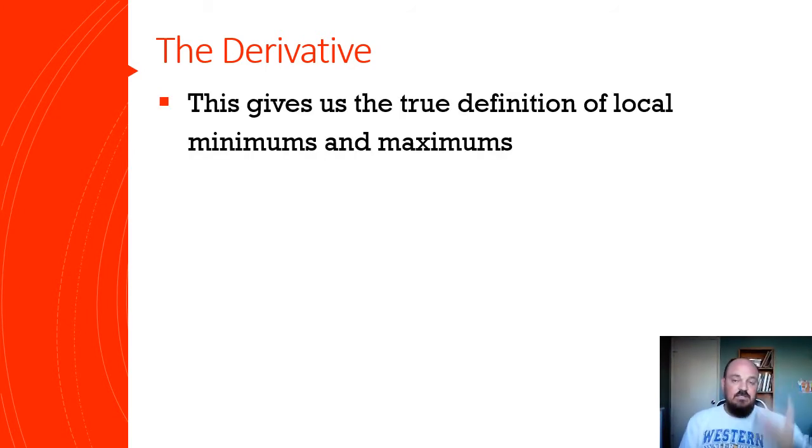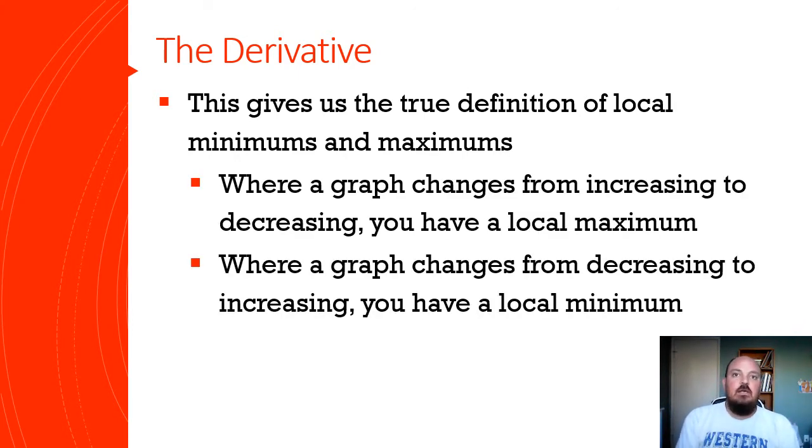Now, that's going to actually give us the true definition of local minimums and maximums. So we said in part 1, I gave you kind of the visual description of them. I said if you look at just a little piece of the graph, if it's the maximum on that little piece, then we call it a local maximum. Well, here's the true definition of the two of them. A local maximum happens wherever the graph changes from increasing to decreasing. And a local minimum happens when it changes from decreasing to increasing.